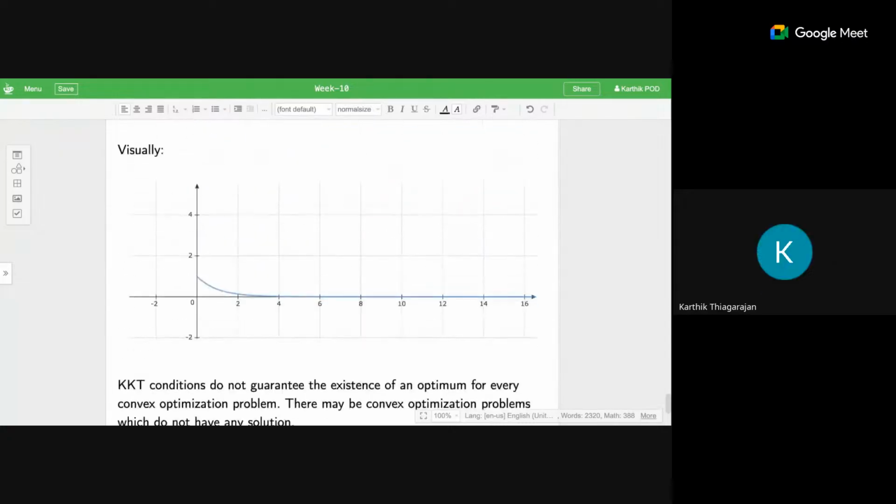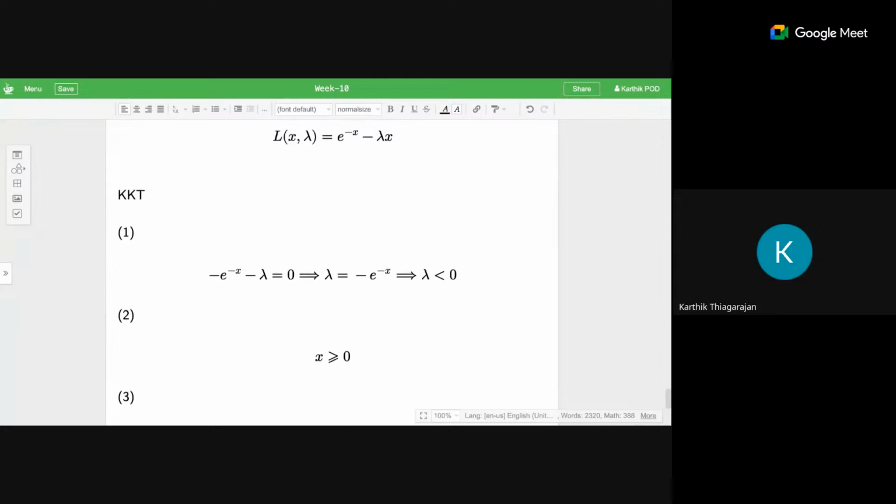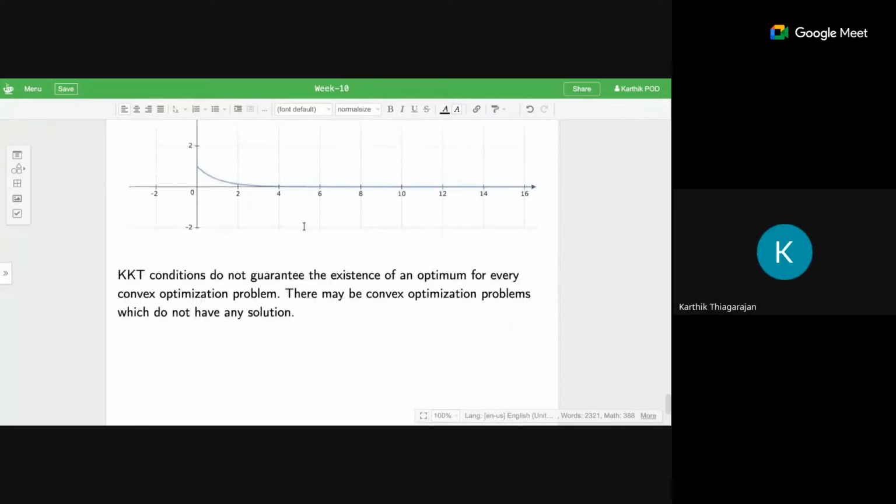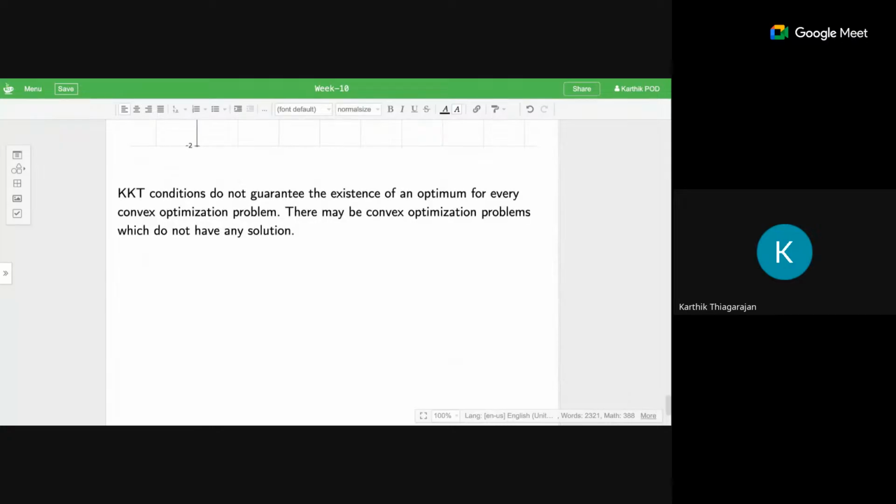No. So the KKT conditions are also returning no value, right? So basically you're saying that if you have two convex functions, still you may not have a minimum, right? Exactly. So not all convex optimization problems need to have a minimum, is what I'm trying to say here. So there are 3 points. KKT conditions do not guarantee that every convex optimization problem has a minimum.